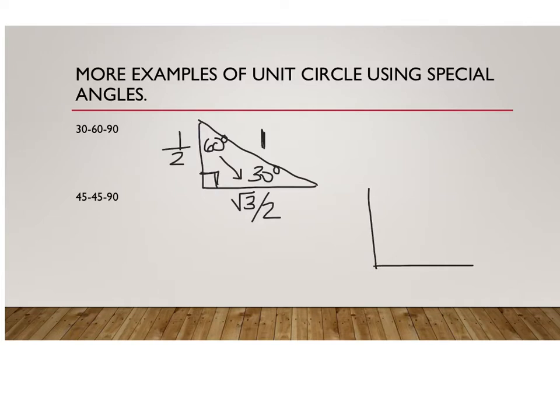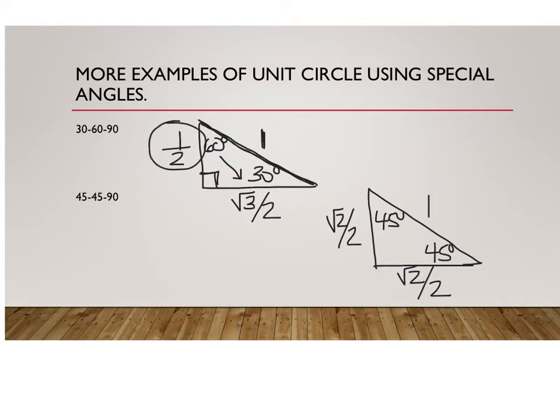In a 45, 45, 90 triangle, which is an isosceles triangle, again, if that radius is 1, because it's a unit circle, then each of these sides opposite the 45 degree angle would be square root of 2 over 2. So basically we need to just understand that if the radius is 1, which it will always be when we're dealing with trig in the unit circle, the side opposite of 30 is a half, the side opposite of 60 is root 3 over 2, and the side opposite of 45 is root 2 over 2.